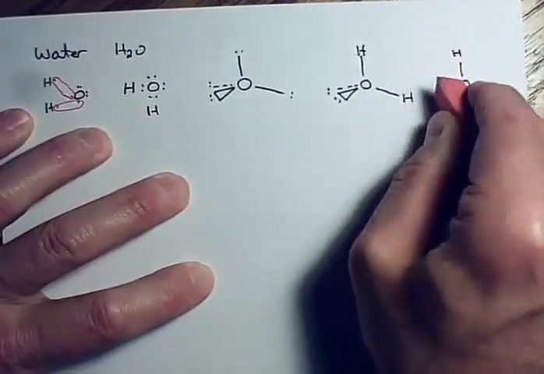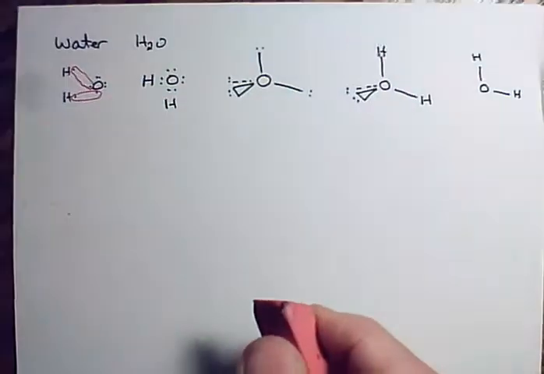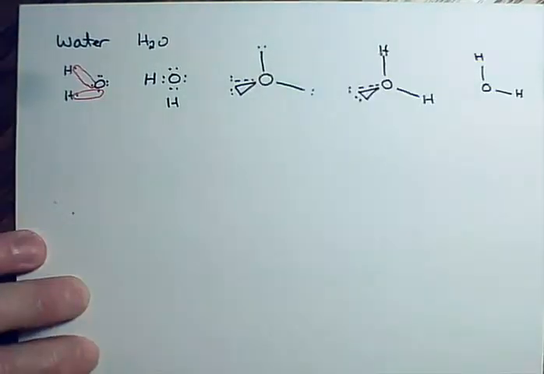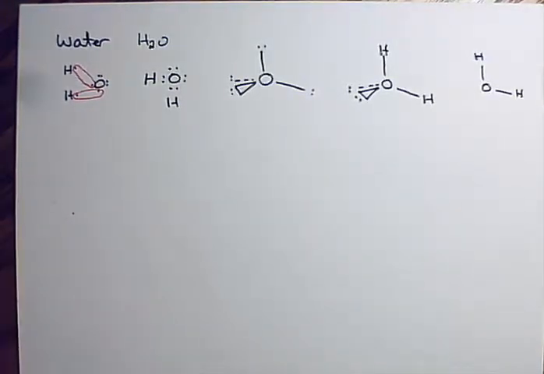And we end up with a bent molecular shape. Okay? And that's how we figured out what the shape of these molecules were. Now that we have a shape, we can start figuring out whether it's polar or not. Okay? Now we can figure out whether it's polar or not.